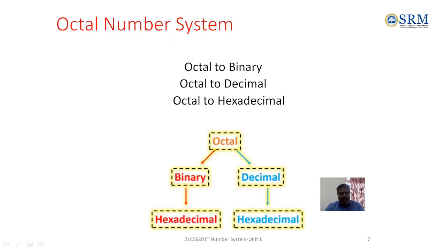Here we are going to discuss the octal number system. The octal number system can be classified into three types of conversion: octal to binary, octal to decimal, and octal to hexadecimal. So let me see here.